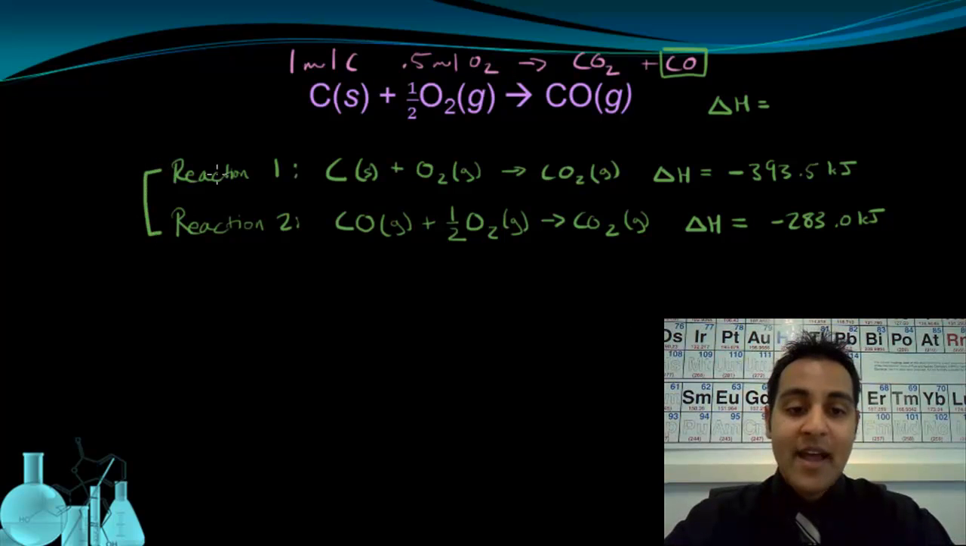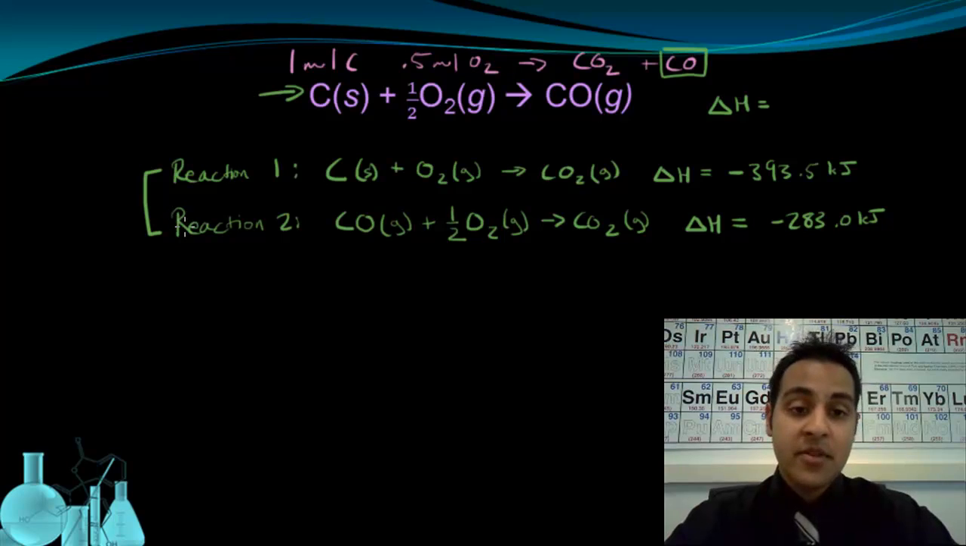Now these two reactions don't really look like steps for this original reaction. And they're not really clear steps in the sense that A to B and B to C gives you A to C. It doesn't really work like that. But what we can do, and the trick to this whole thing, is that we can manipulate these equations algebraically.